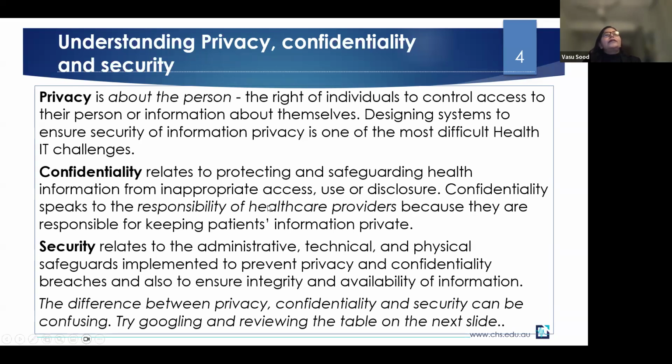Moving to the second concept, that is confidentiality. Confidentiality is the provider's duty to protect patient information from inappropriate access, use, or sharing. For example, if I'm working as a nurse and I see my neighbor's record in the hospital system and tell a friend that he or she has cancer, I should not be doing that because it is a breach of confidentiality.